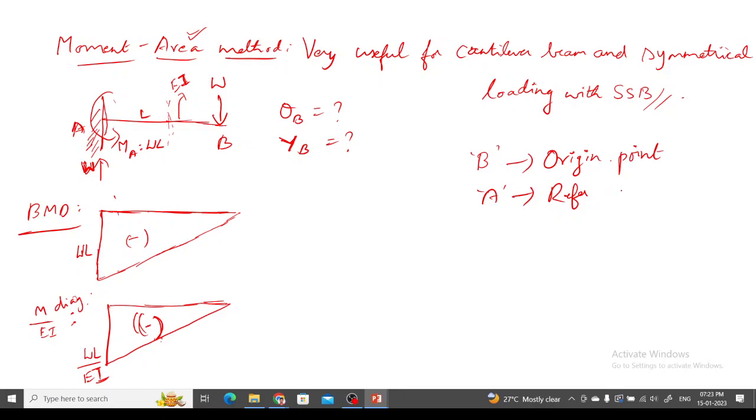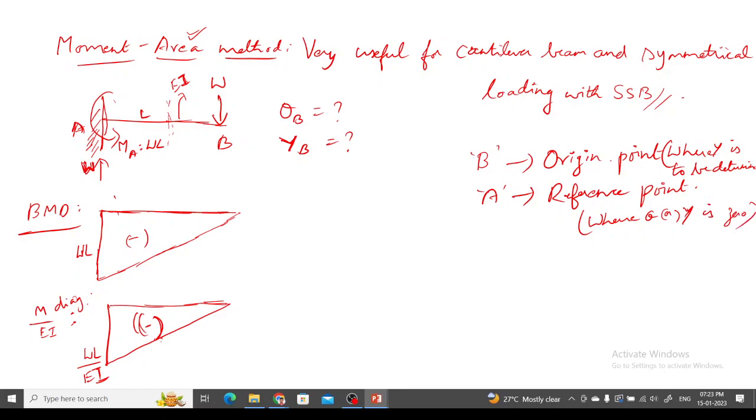So two points you have to take. One is the origin point and another one is the reference point. This origin point is where y, or tau or theta, is to be determined, whereas this reference point is where theta or y is 0.